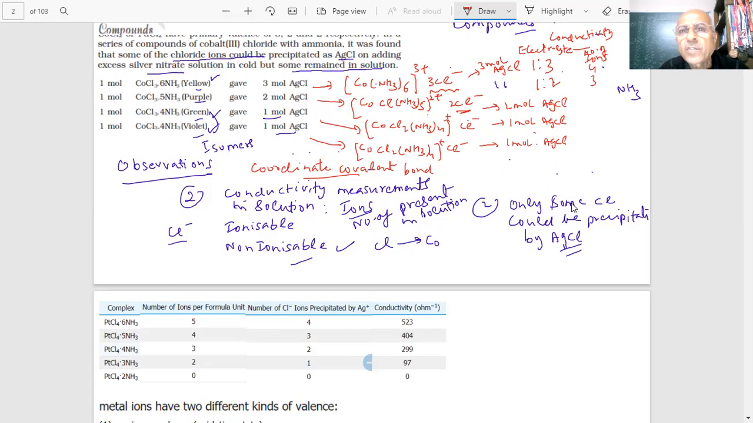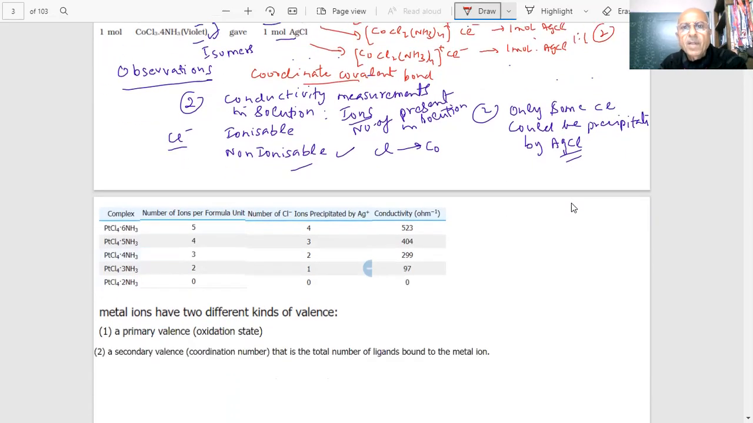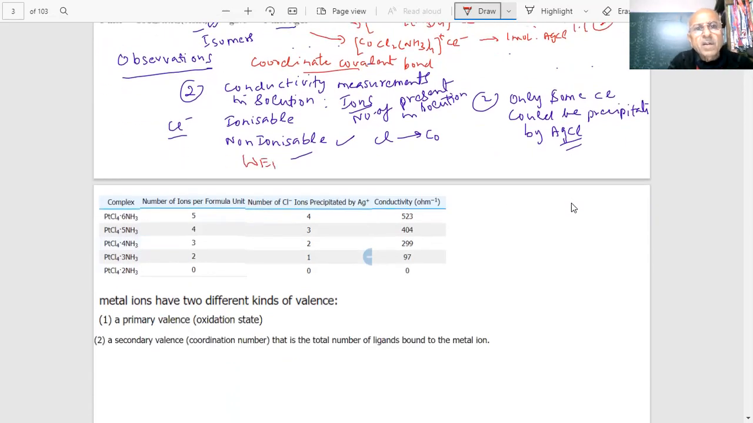How many ions? 3 ions. Here, how many ions? 1 plus 1. This is a 1:1 electrolyte, and total 2 ions. Here also a 1:1 electrolyte, student, and total ions 2. So the conductivity values will be different. He measured the conductivity values, and therefore, what did he conclude? This work was done by Werner, student. And on that basis, he gave Werner's theory of coordination compounds.